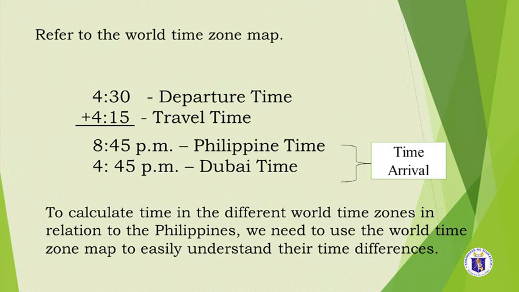To calculate time in the different world time zones in relation to the Philippines, we need to use the world time zone map to easily understand their time differences. If Mr. Reyes leaves the Philippines at 4:30 p.m., he will arrive in Dubai at 8:45 p.m. That is in the Philippine time. While in Dubai time, it is 4:45 p.m. So therefore, Dubai is 4 hours behind the Philippines.